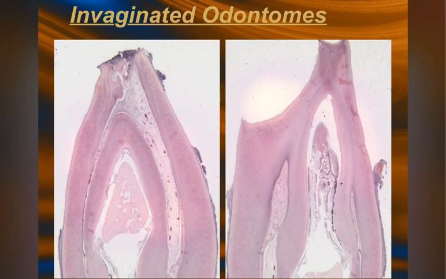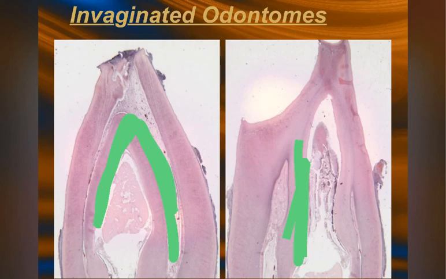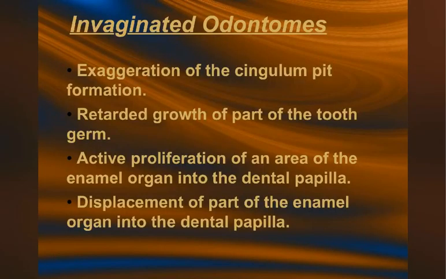There are histological sections showing dens invaginatus cases. You see here, in both cases, we see dental tissues inside the pulp. Invaginated odontome is associated with exaggeration of cingulum pit formation, so it's wider and deeper. There is retarded growth of parts of the tooth germ, active proliferation of an area of the enamel organ into the dental papilla, and displacement of part of the enamel organ into the dental papilla.